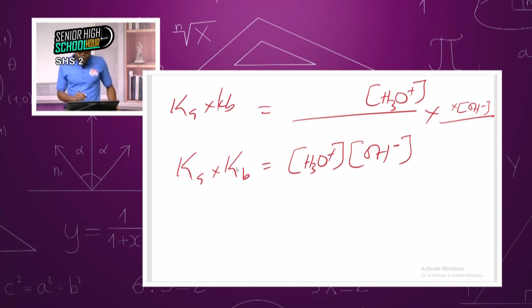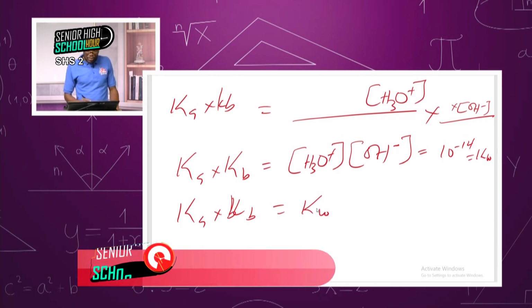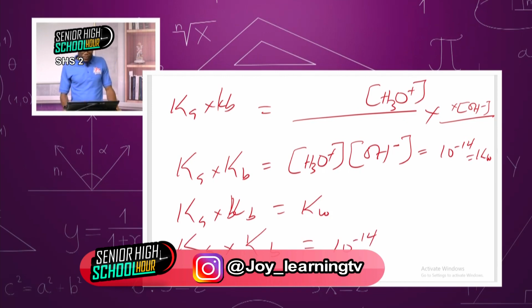Now, if you remember, when water undergoes autolysis, the product of the H plus ions and the OH minus ions gives a value of 10 power negative 14 at 25 degrees Celsius. That is Kw, the ionic product for water. So I can also say that Ka times Kb equal to Kw. And of course, Ka times Kb equal to 10 power negative 14.